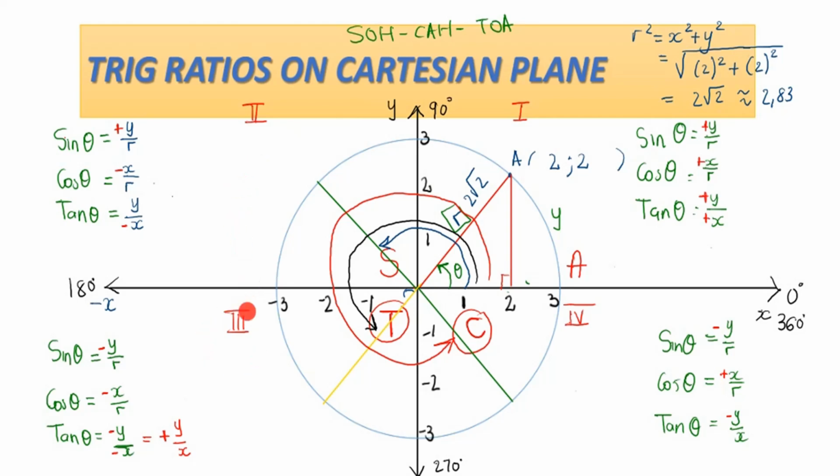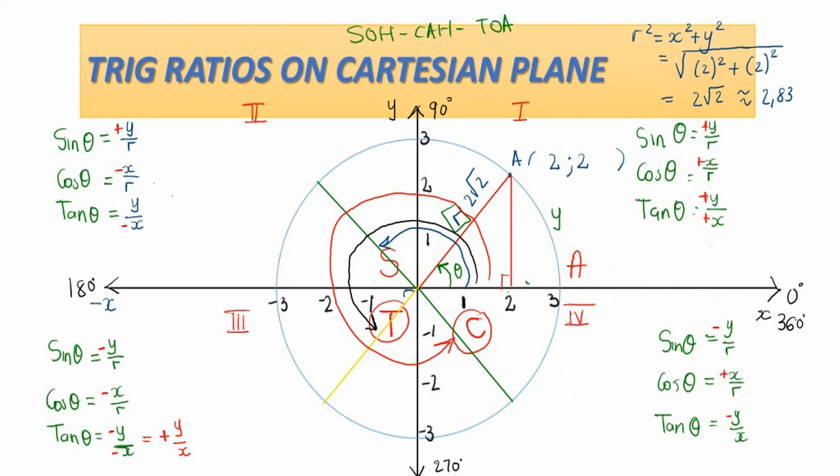Let's have a look at the third quadrant. Do we agree that any angle in this quadrant will either be equal to 180 or greater than 180, but less than or equal to 270? And let us have a look at this quadrant. Do you also agree that any angle in this quadrant will be equal to 270 or greater than 270, but less than or equal to 360?